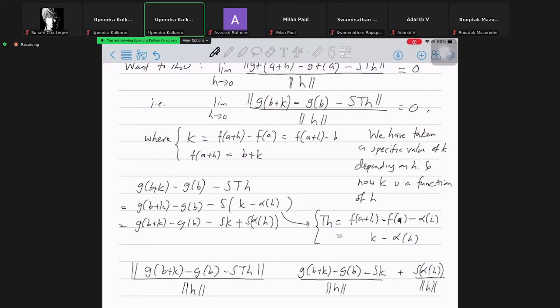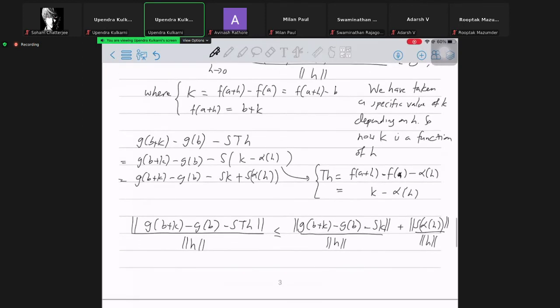But you see, by the triangle inequality, I can now separate. The idea is that now I have obtained two terms. The first term has to do only with G, at least the numerator. And the second one has more to do with alpha, which was the error term for just F. So somehow I am able to split both of them. What I would like to do is estimate both of these separately.